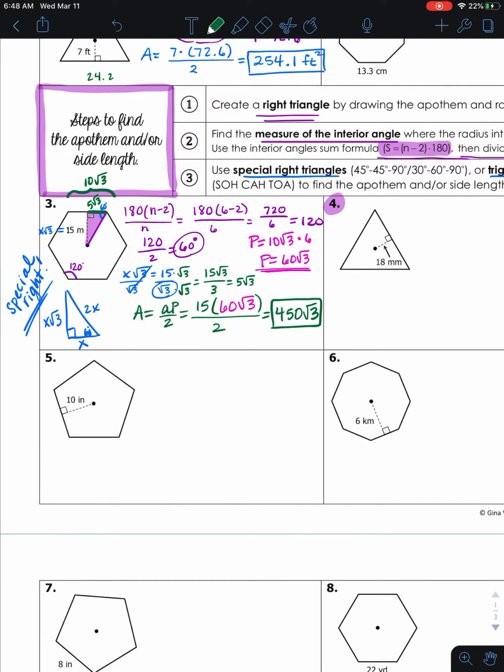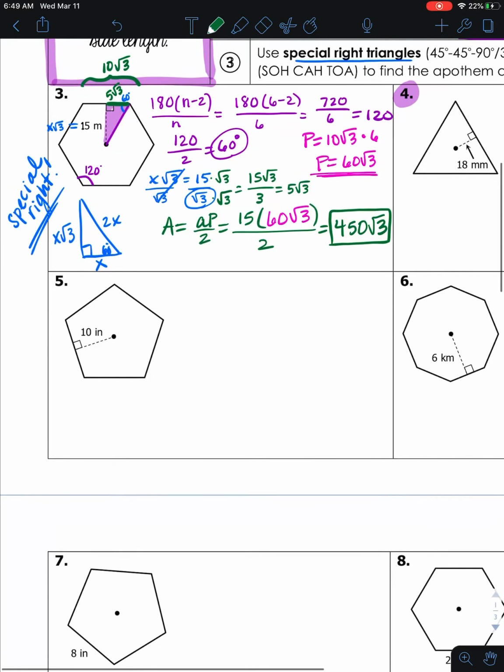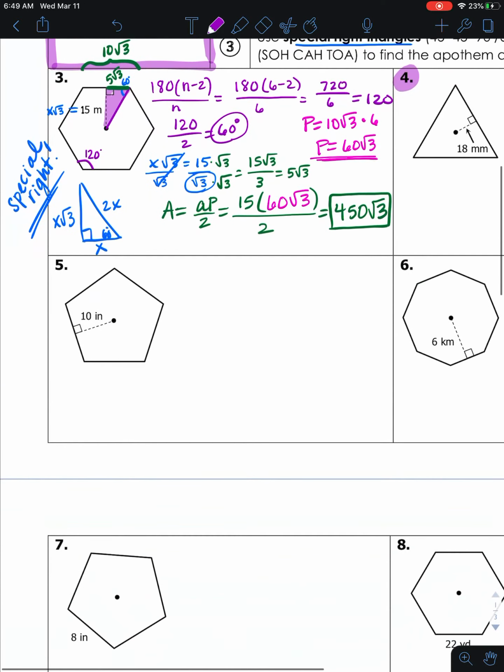But the triangle will look a little bit different, so when you're trying that one, just be careful. Then we're going to do number 5 together because that one involves trigonometry. How do I know? It's all about the angles. So let's start with step 1, create a right triangle. I already have my apothem, so we're going to draw my radius. There's my right triangle.